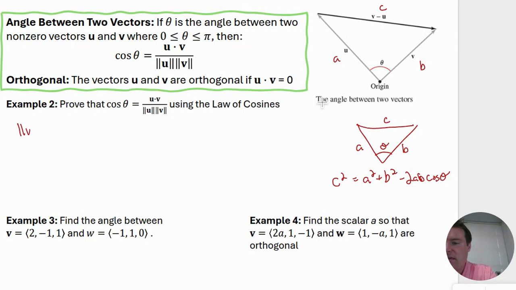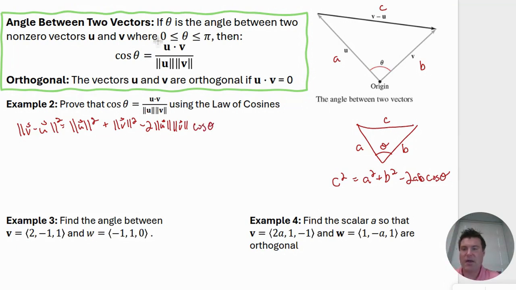So the length of v minus u squared, oh, that should be squared, by the way. So length of C squared equals length of A squared plus, you can see this magnitude over here, magnitude of v squared minus 2 length of u, length of v, cosine theta. Okay, so what I'm really going to do is play around with this one over here, and then I'm going to put everything all back together here.